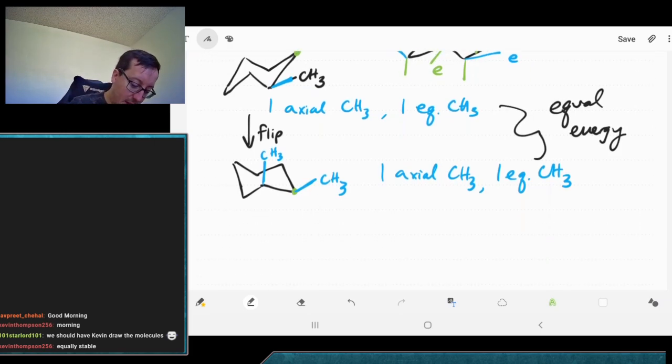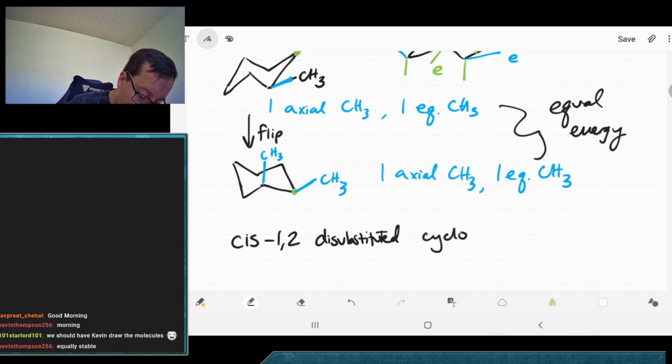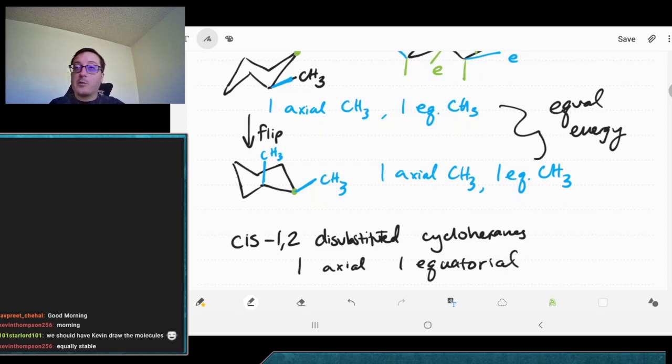And we're going to see this will be the case for all cis 1,2-disubstituted cyclohexanes. You are going to always have 1 axial, 1 equatorial. I'll even write it out. Equatorial. Remember, equatorial is our happy one. Axial is our bad one, because axial things bump into each other. Right, those 1,3-diaxial interactions that are not so great. So we're always going to see that's the case.